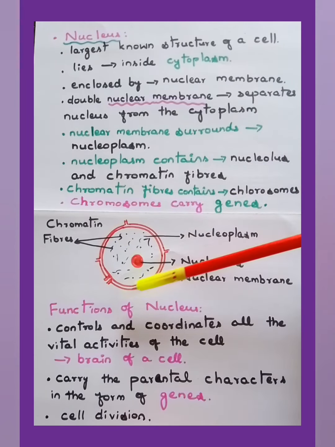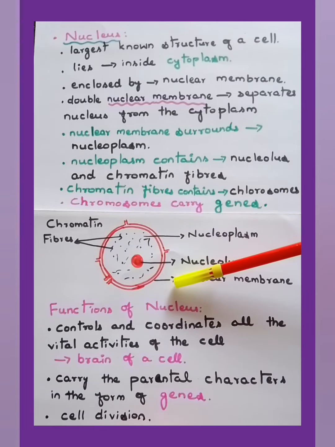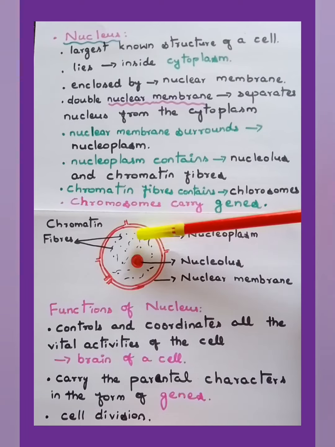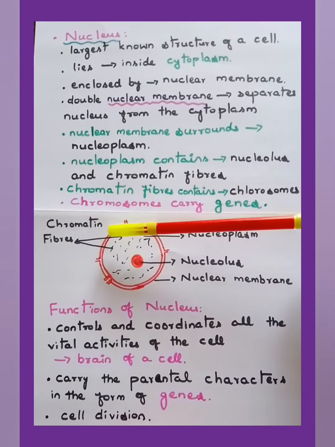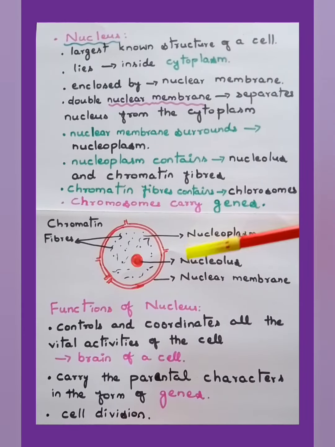Now when we take this structure of nucleus, it is covered by nuclear membrane. Nuclear membrane surrounds nucleoplasm. Nucleoplasm contains nucleolus and chromatin fibers. Chromatin fibers contain chromosomes. Chromosomes carry genes. Let's learn the functions of nucleus now.